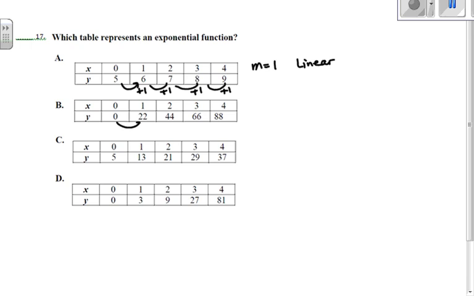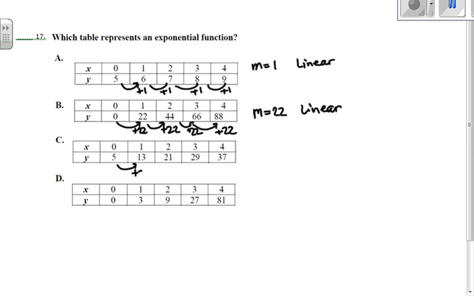From 0 to 22, it went up 22. From 22 to 44, it went up 22. 44 to 66, it went up 22. And 66 to 88, it went up 22 as well. Okay? So basically, here, if the constant first difference is 22, that means the slope is 22, and it does mean that it's linear. Here, 5 to 13, it went up 7.